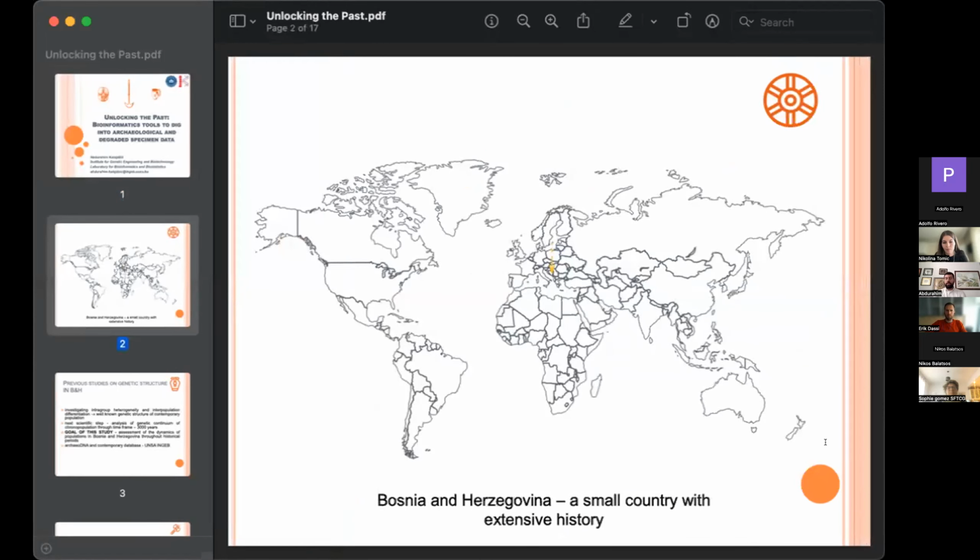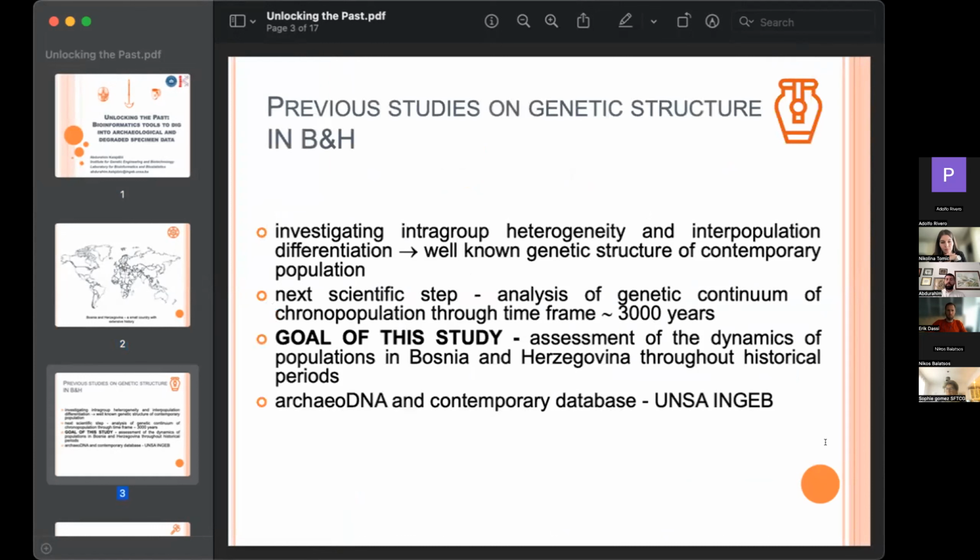Bosnia and Herzegovina, a relatively small country nestled in the heart of the Balkan Peninsula in southeastern Europe, boasts a history that belies its compact size. With its history marked by both triumph and tribulation, Bosnia stands as a testament to the enduring power of history. Previous studies on genetic structure in Bosnia and Herzegovina were mostly based on investigating intragroup heterogeneity and interpopulation differentiation of the contemporary population. That's why we have a well-known genetic structure of those populations.